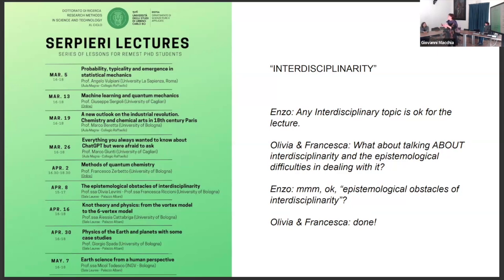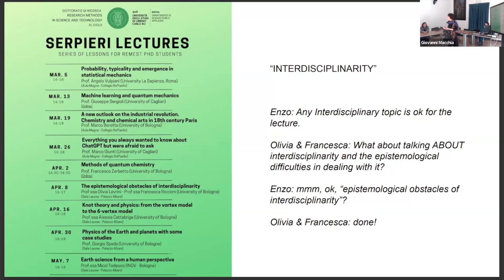Actually, for us, interdisciplinarity is a topic per se, in the sense that we study how people, in particular university students, deal with interdisciplinarity. So the idea was to focus on the epistemological difficulties in dealing with interdisciplinarity. So the topic is about interdisciplinarity, okay? But then Enzo suggested this concept of epistemological obstacles of interdisciplinarity.